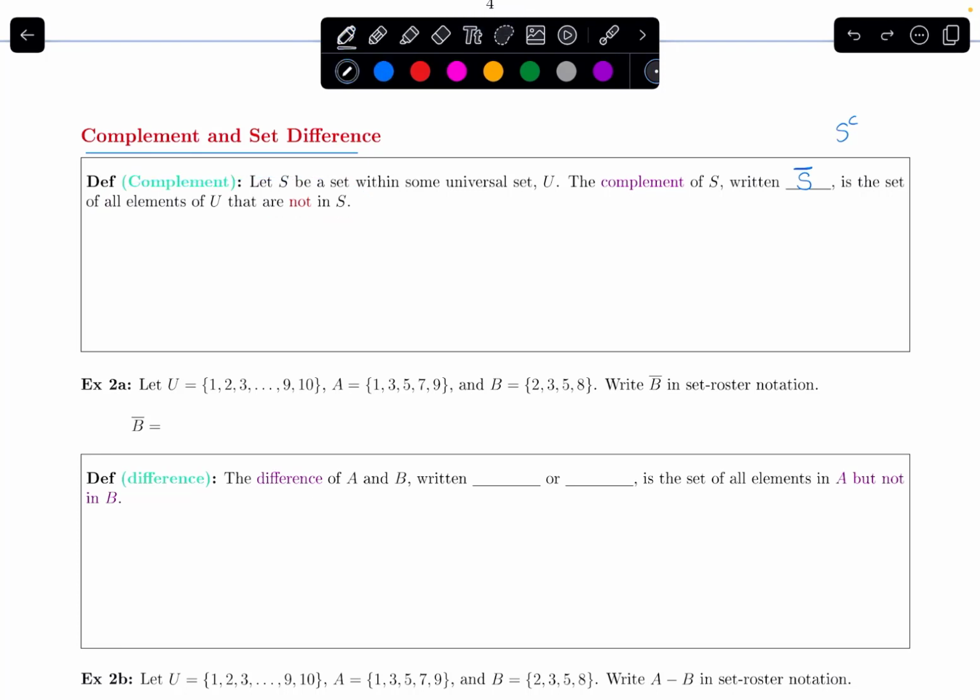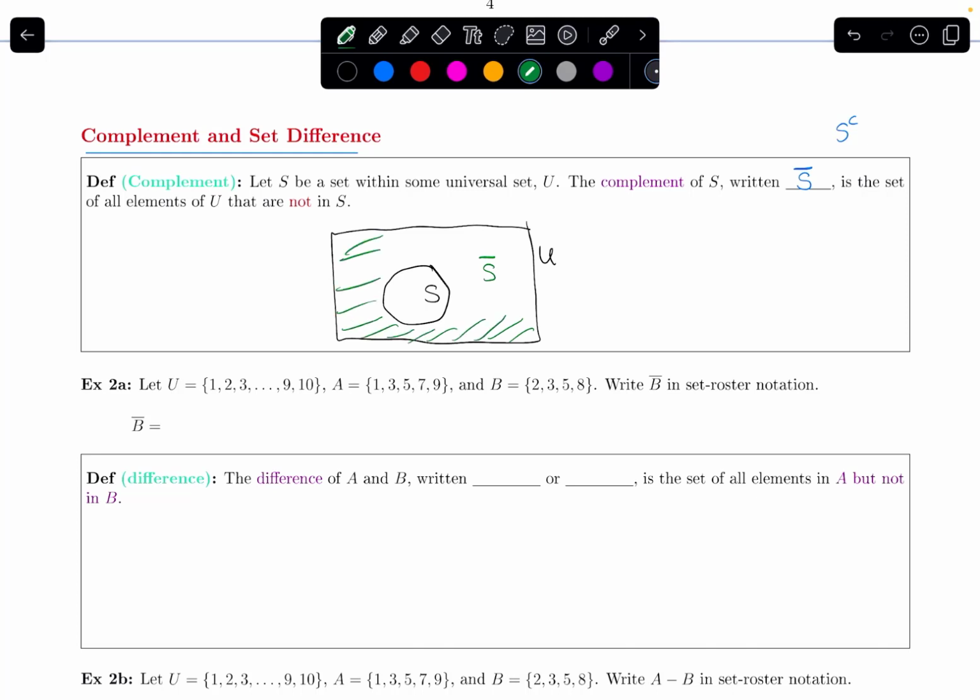So visually, if I have this rectangle that represents my universal set U, and the circle represents S, the complement would be the stuff outside of the circle, but within the rectangle. So I'm shading it in. All of this stuff, that is the complement.